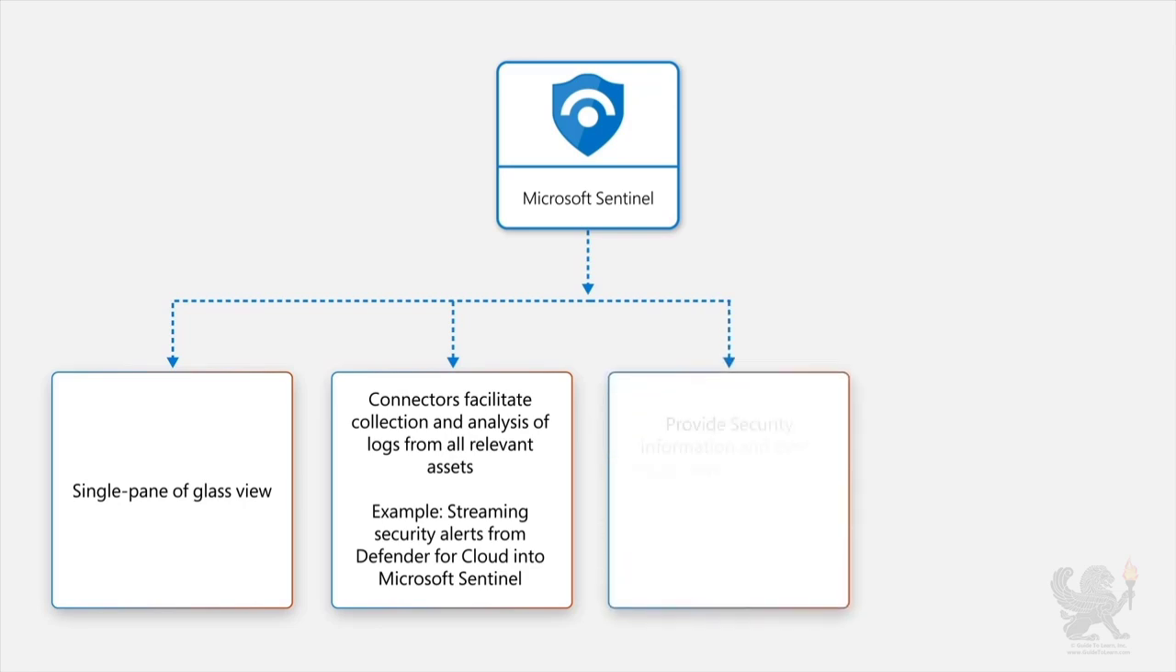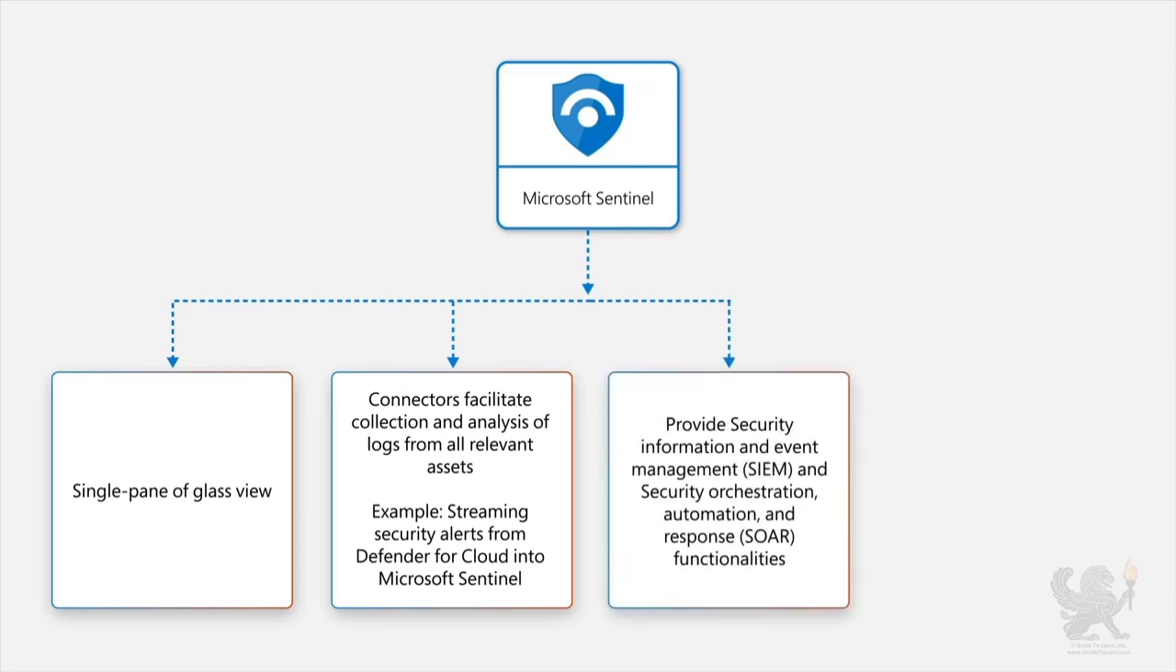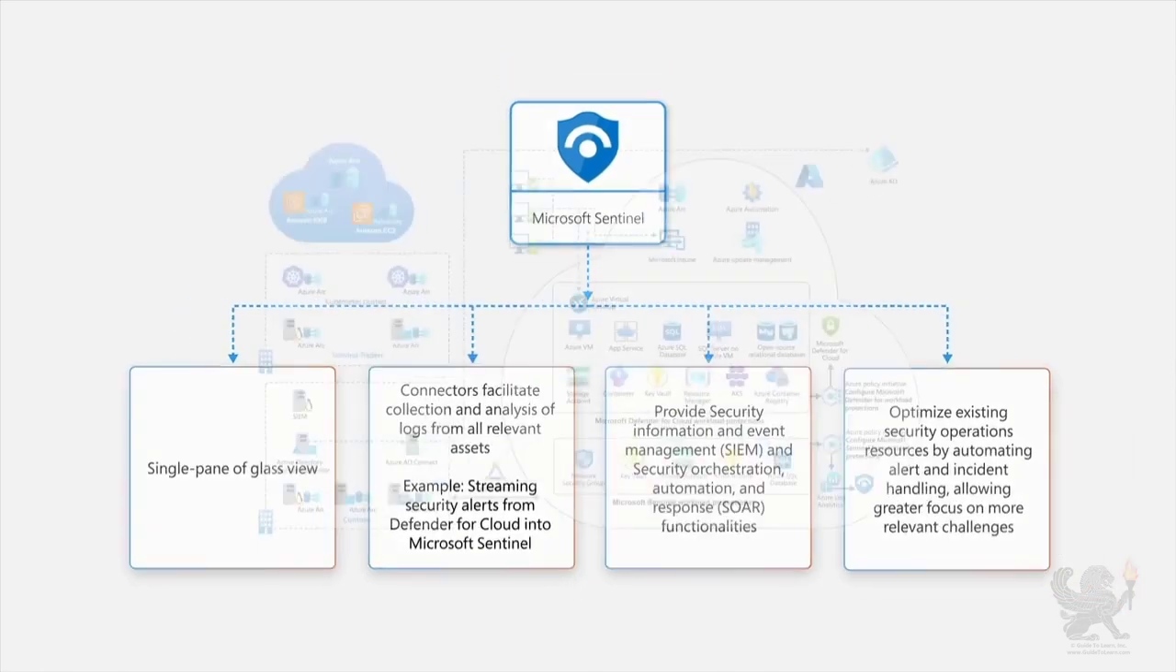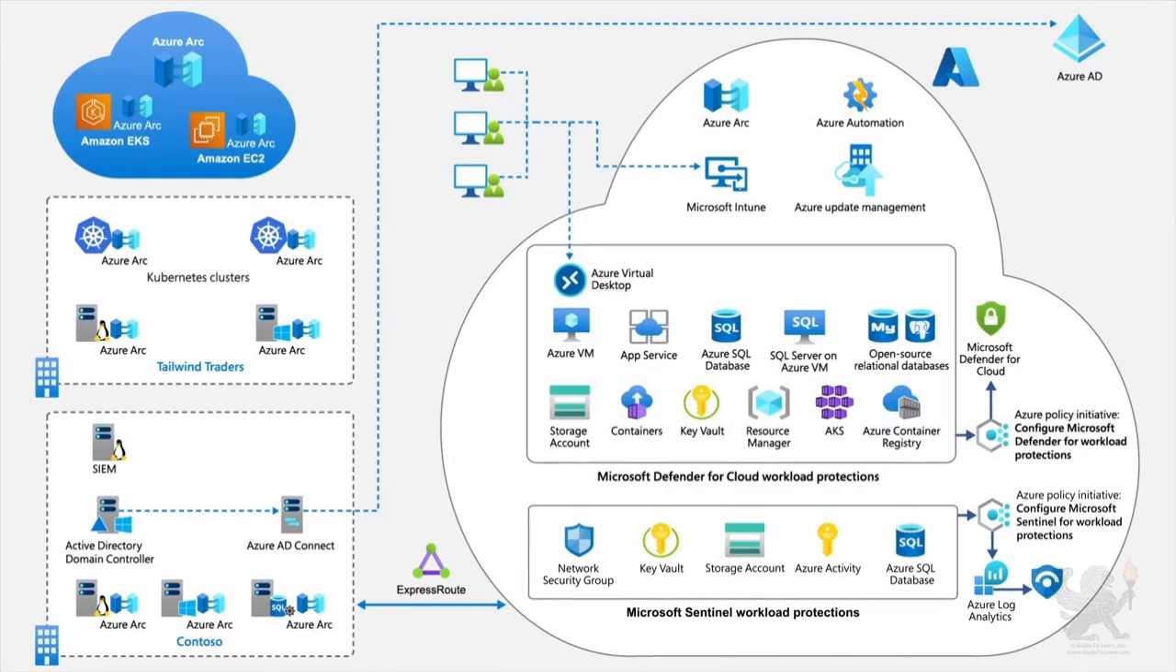This facilitates viewing, analyzing, and responding to Defender alerts, along with the incidents they generate in a broader organizational threat context. Besides the security information and event management functionality, Microsoft Sentinel also offers security orchestration, automation, and response, or SOAR. This will help Contoso optimize the use of its existing security operations resources by automating alert and incident handling, thus allowing them to focus on more relevant challenges. Following the deployment of Microsoft Sentinel and reconfiguring the on-premises log collection, Contoso will be able to decommission their on-premises SIM instance. These solutions together will help secure the company's technology environment for on-premises and cloud infrastructure.